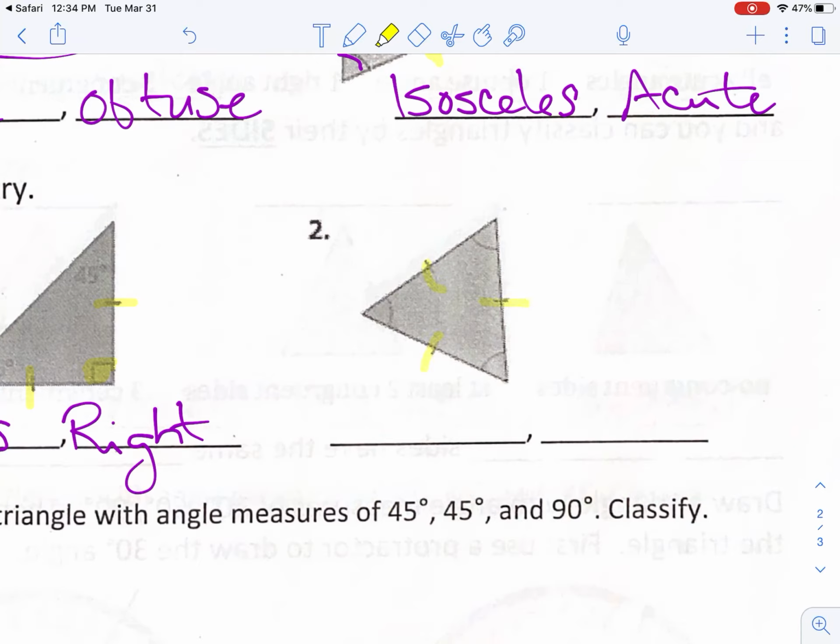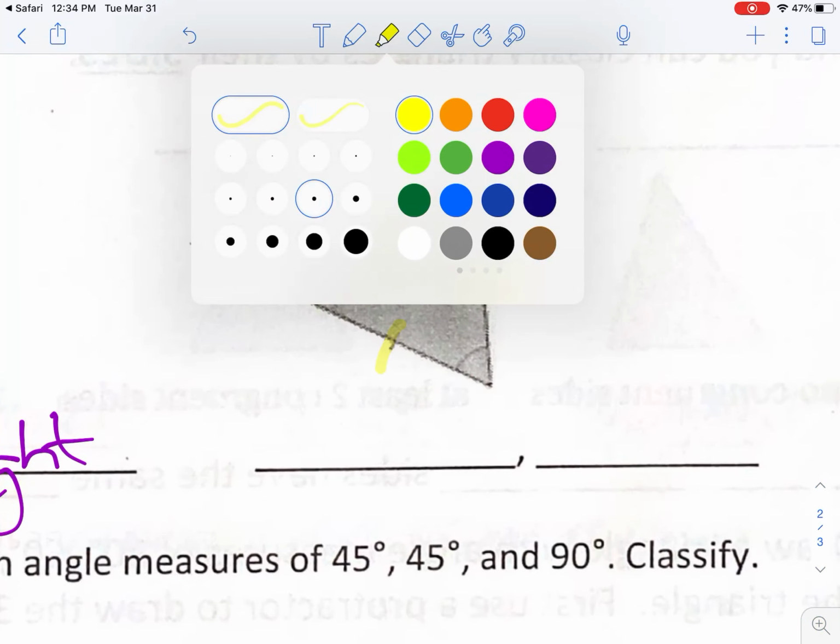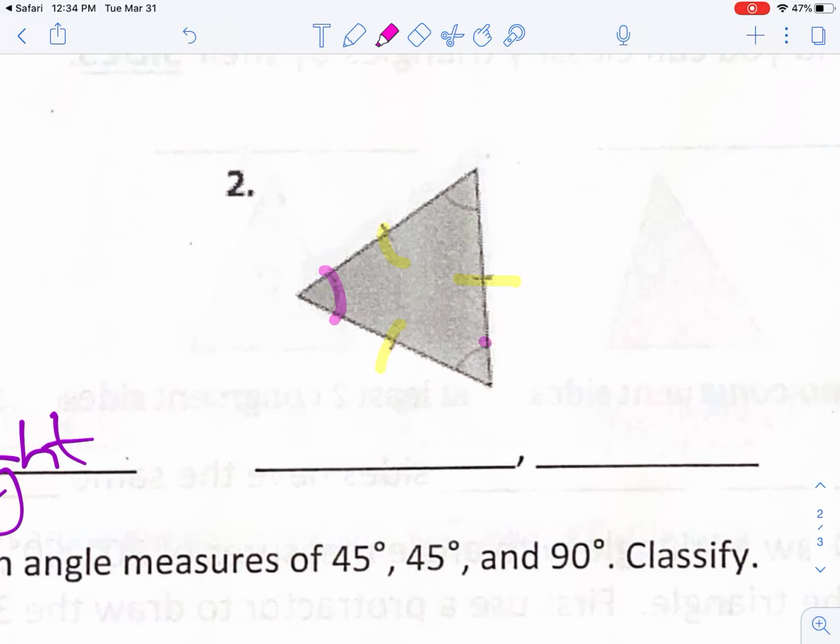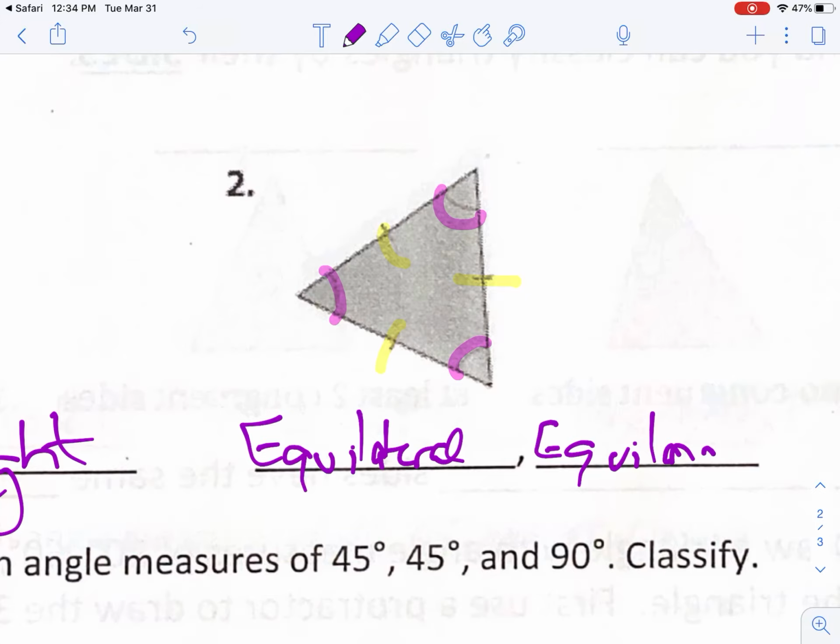And then number 2, it's got 3 angles that have the same measure. They're all congruent. And if you look at the inside angles, all 3 angles are the same as well. So we can say that this is equilateral and equiangular.